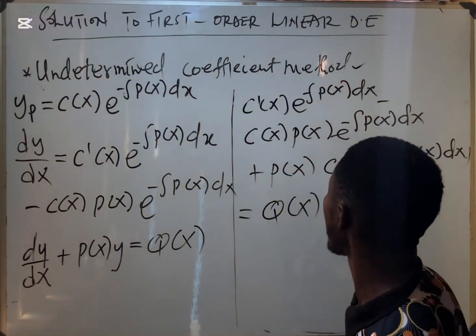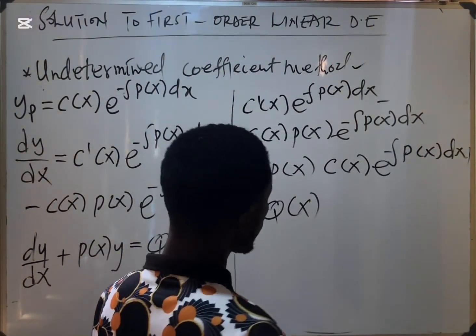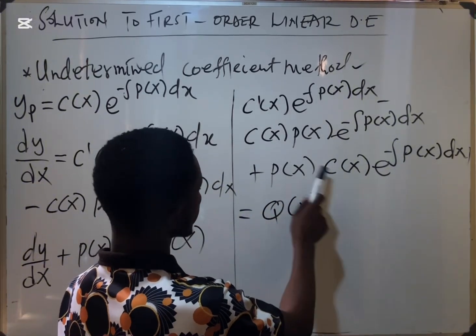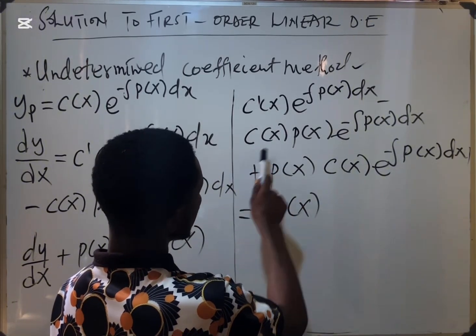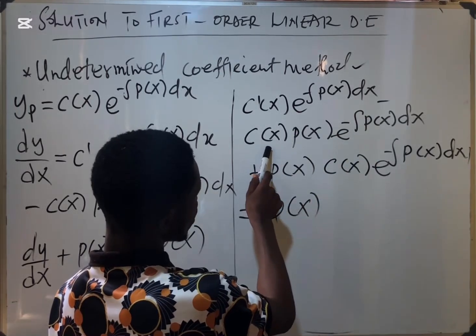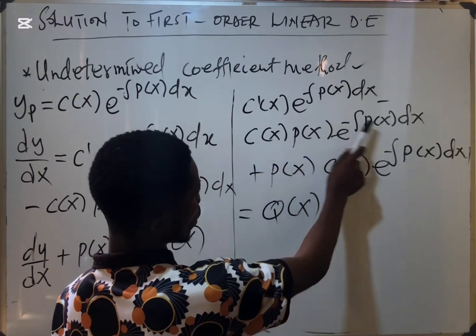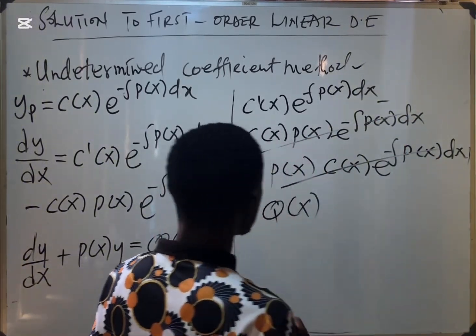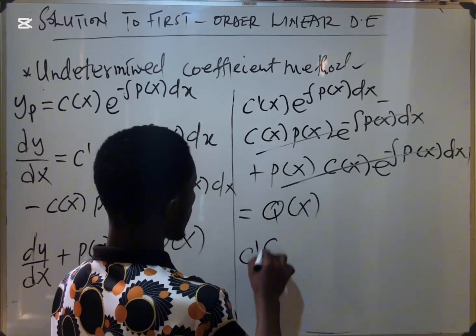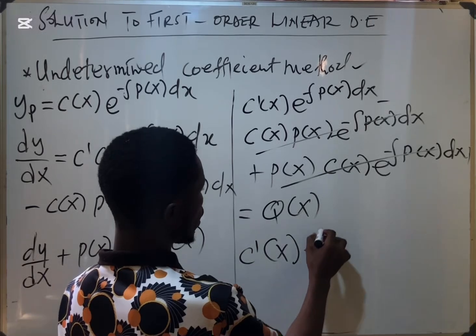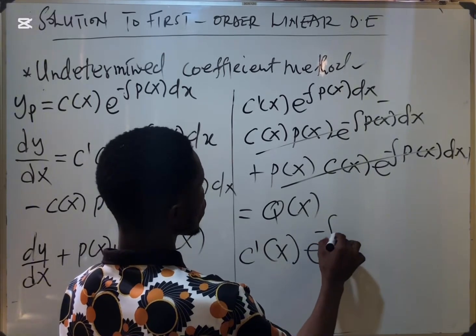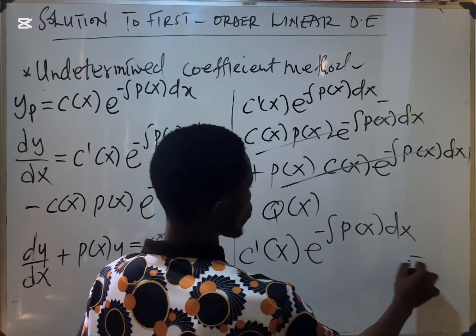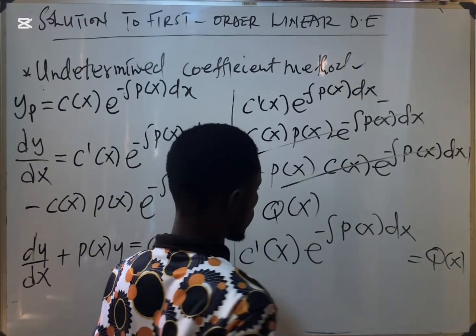Okay. So now, let's see if you can do translation. P of x, this is positive p of x times c of x. And this one is negative c of x, p of x, and they are the same. So the whole of this and the whole of this will go, leaving c prime of x e to the negative integral of p of x dx equals k of x.